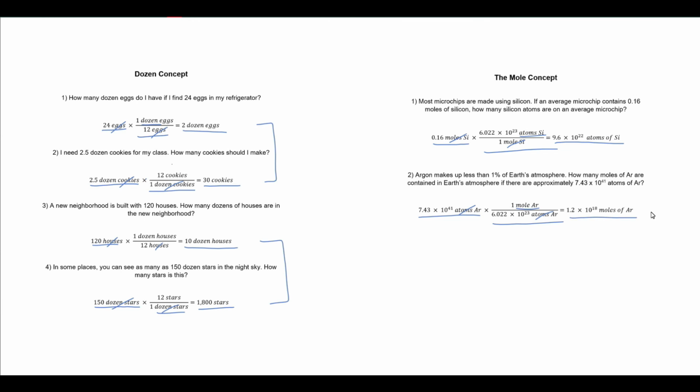Just like we talked about with the dozen concept, if you look at these two problems and you look at Avogadro's number, you see that the numbers themselves don't change, but what you put in the numerator and the denominator do change depending on what units you want to cancel. This is why it's so important to write your units down, because it's very easy to flip a conversion factor like this and end up dividing where you need to multiply or multiplying where you need to divide. But your units will help direct you.